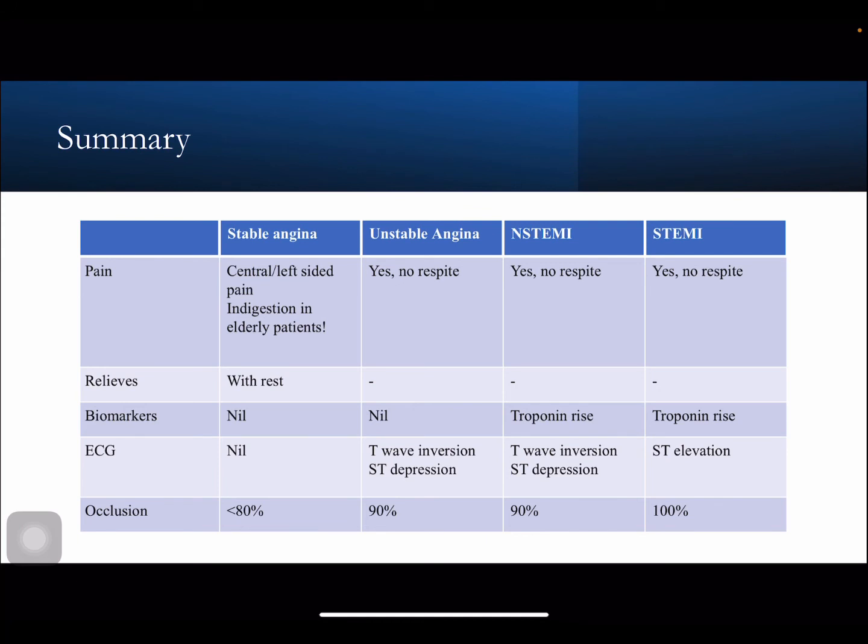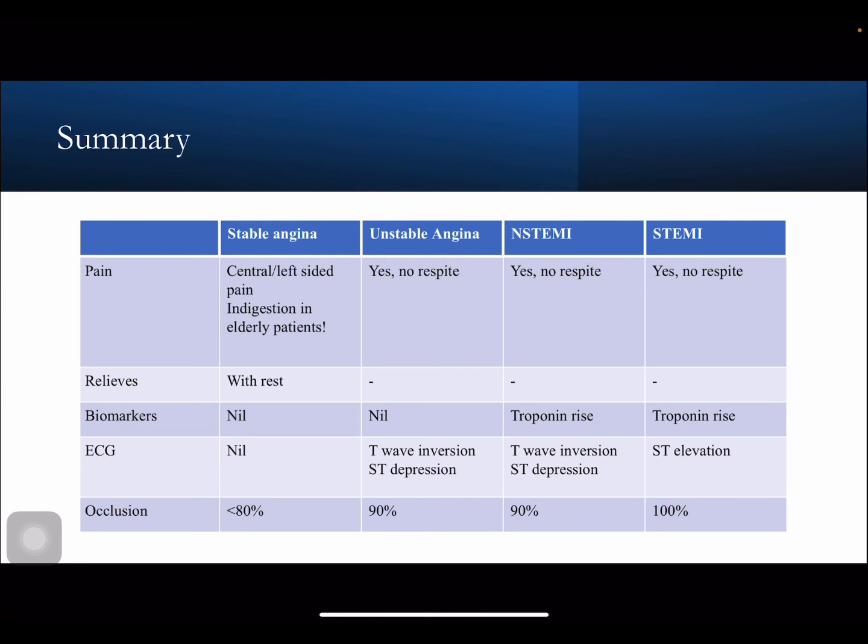So in stable angina, unstable angina, NSTEMI and STEMI, you get the same type of pain. In unstable angina, you can get ECG changes such as T-wave inversion and ST depression. However, troponin stays normal. In an NSTEMI, you can get a T-wave inversion or ST depression on ECG, but troponin rises. And in STEMI, of course, we know the characteristic increase in the ST segment, and of course, troponin rises.